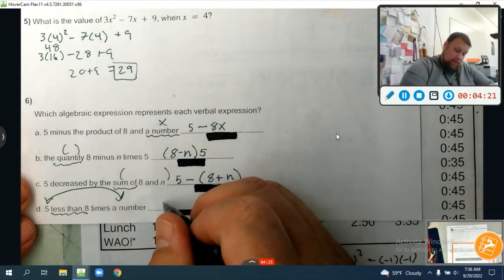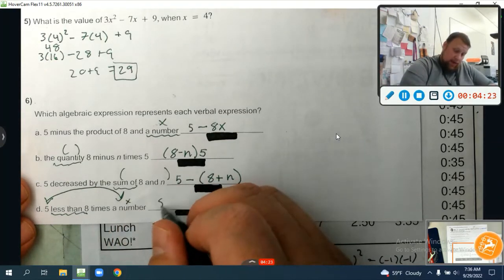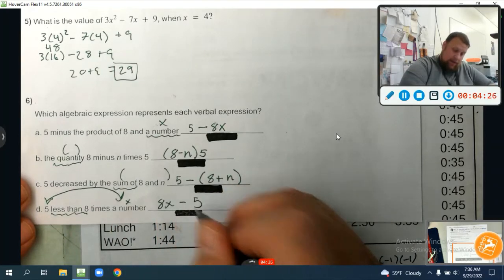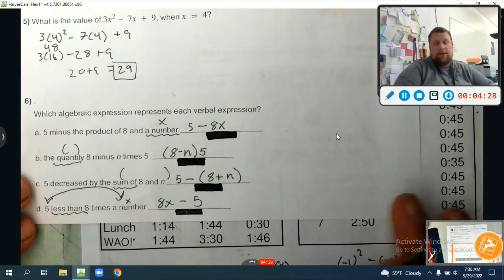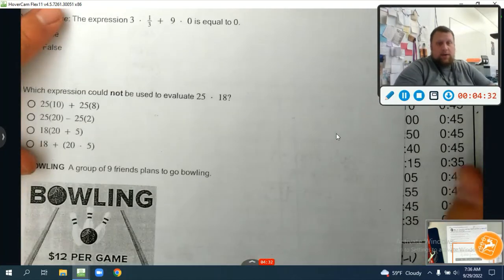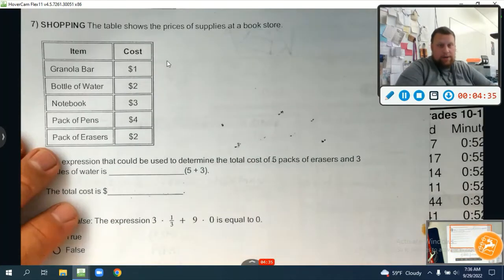So in this case, I'm going to have 8 times a number, which is x, so 8x minus 5. Boom. Make sure you know how to do this. Good stuff. All right, let's go to the back here. Just make sure we know how to set up an expression.